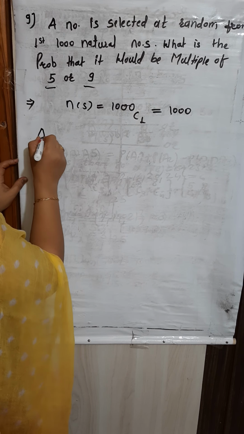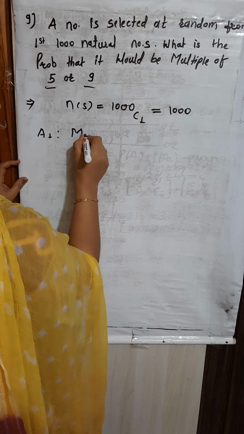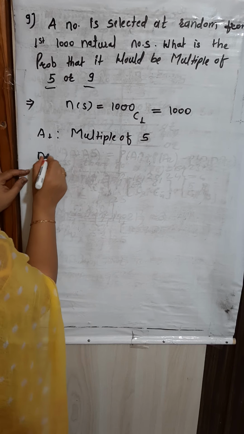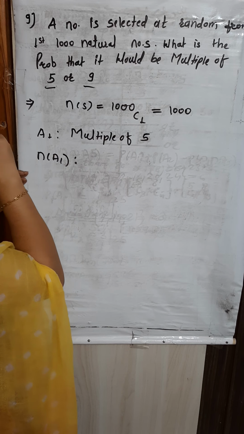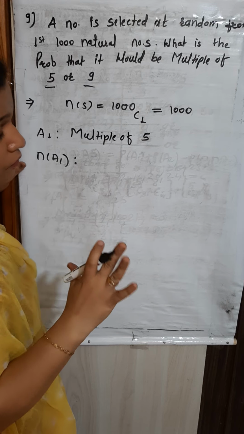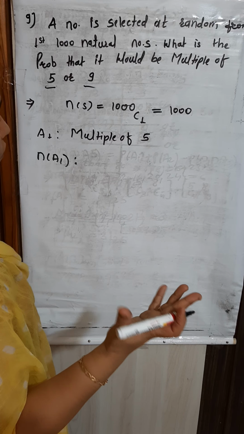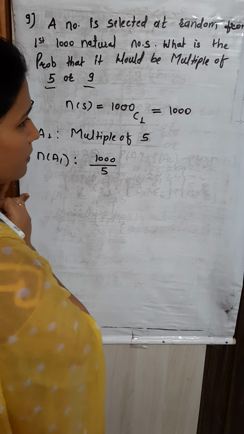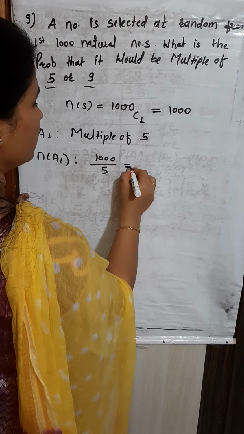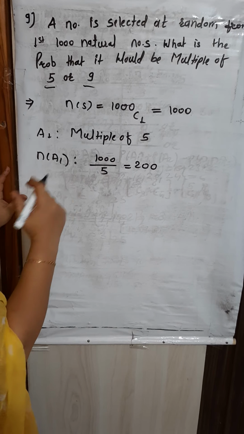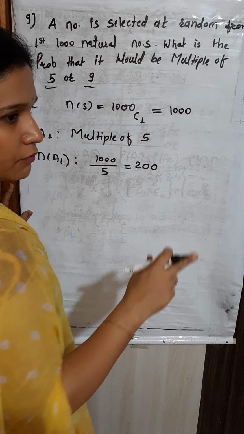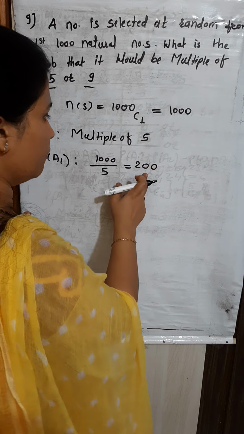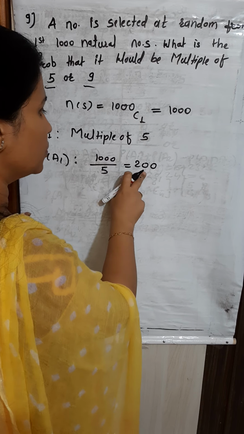Now event A1 will be the multiple of 5. I will find n of A1, multiples of 5. So in 1000 there are 1000 numbers. How to find multiples of 5? If we divide 1000 by 5, we get how many multiples there are. 1000 divided by 5 is 200. So from the natural numbers 1, 2, 3, and so on up to 1000, there are 200 multiples of 5. So n of A1 is equal to 200.